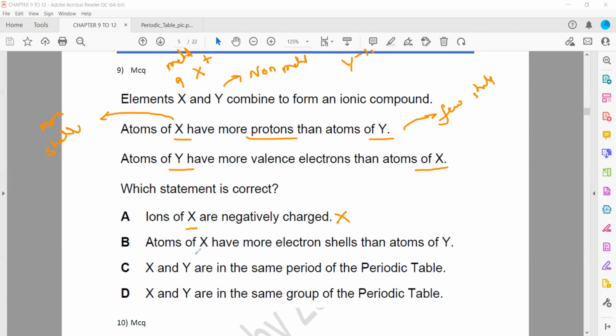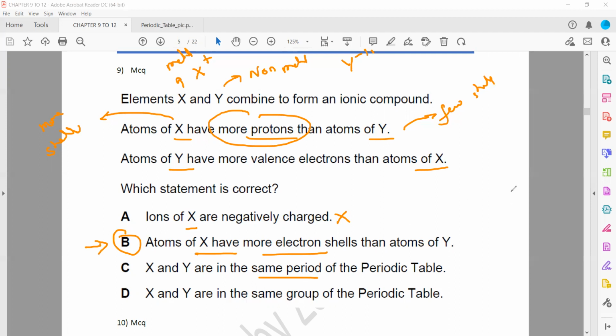Then, atoms of X have more electron shells than Y. That is true, because X has more protons. Greater number of protons means more electrons will be there. As the number of electrons increases, the number of electron shells will also increase. Why is C wrong? X and Y in the same period. They cannot be in the same period.